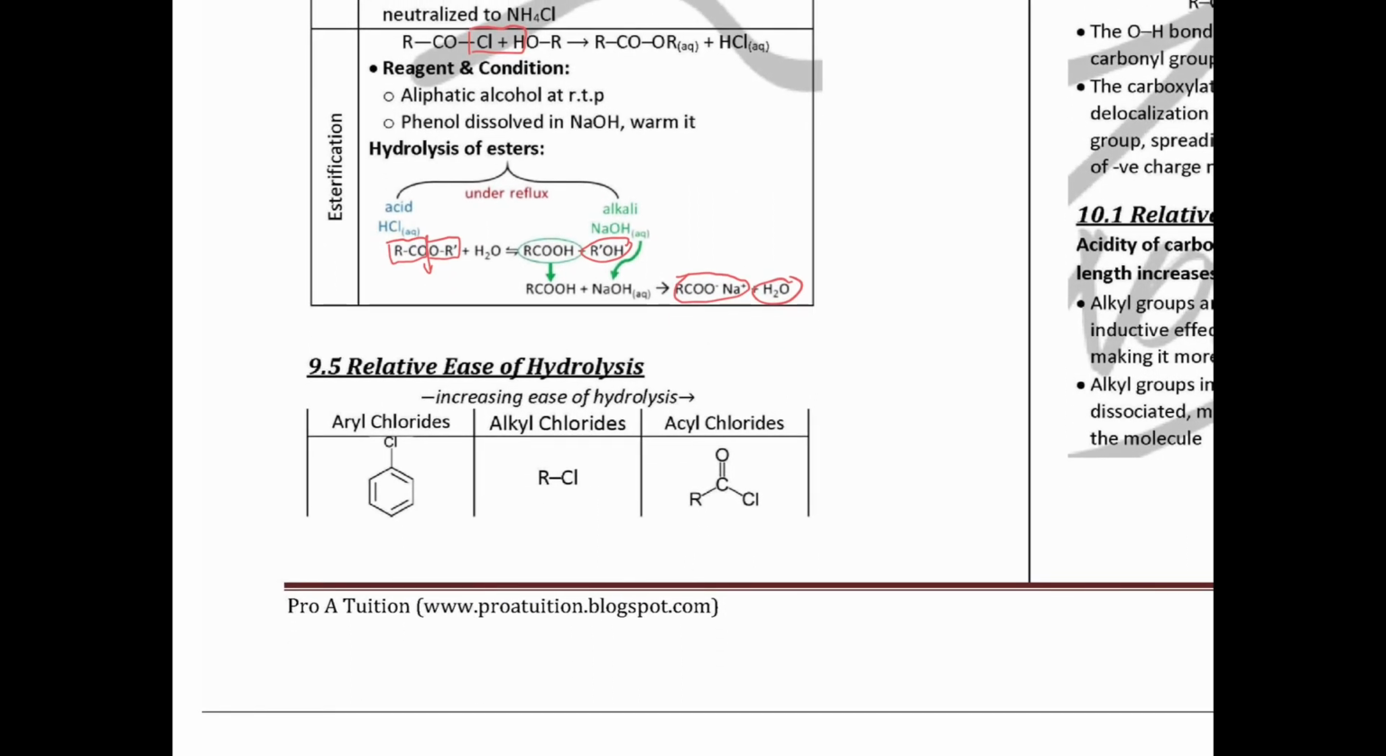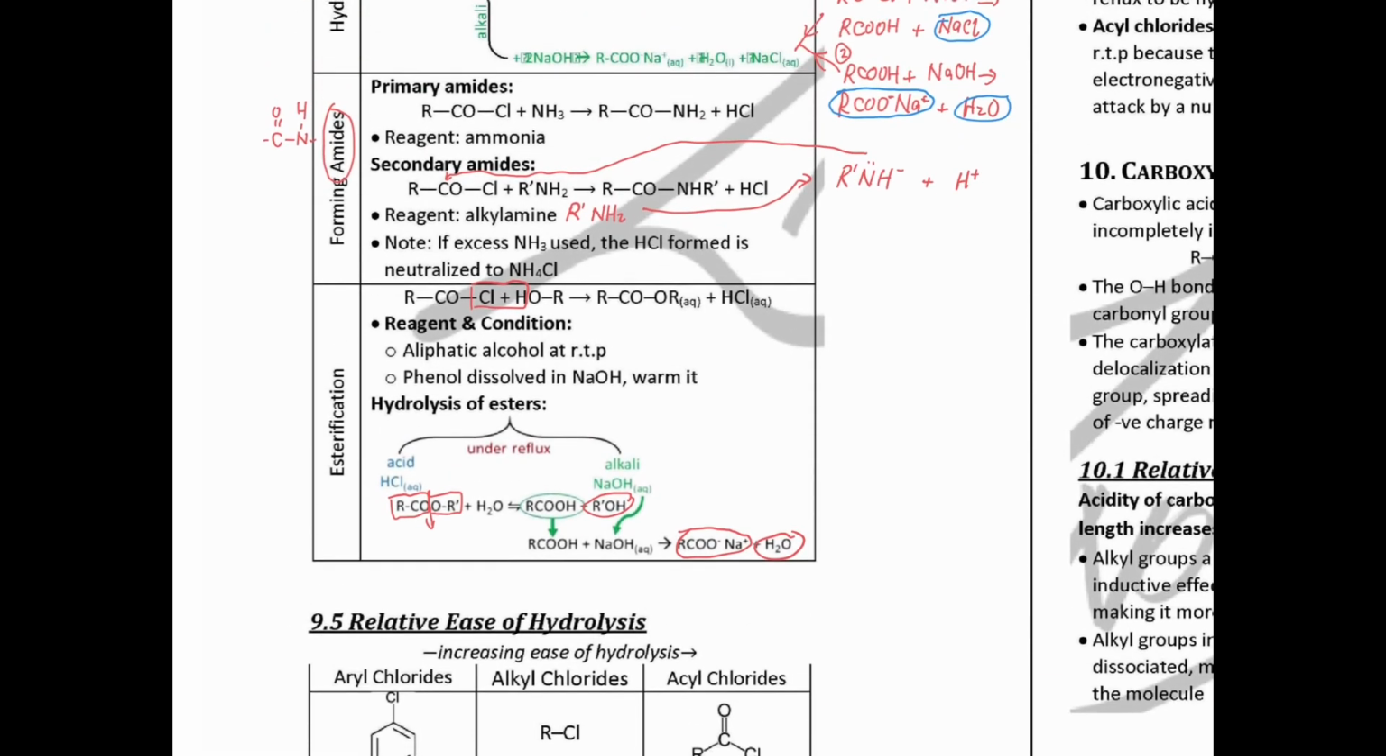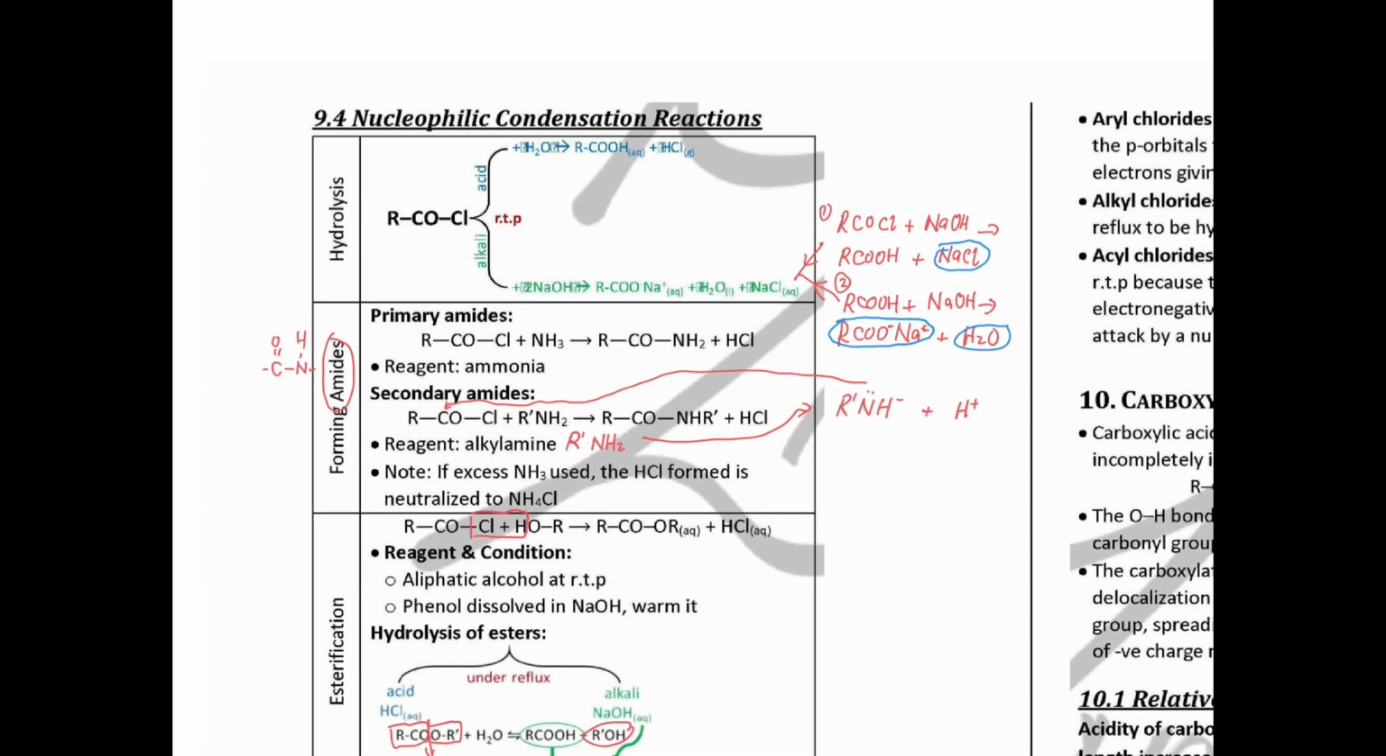Okay, so we look at 9.5, relative ease of hydrolysis. We are comparing between aryl chloride, this is chlorobenzene, and the middle one is alkyl chloride. Alkyl chloride is AS chemistry, halogenoalkane. And the third one is acyl chloride. So acyl chloride is the most reactive and the easiest to hydrolyze. As you can see just now in the notes, right? You want to do hydrolysis for acyl chloride. See the first part of the table. RTP will be enough. No need catalyst at all. Showing that this is very reactive.